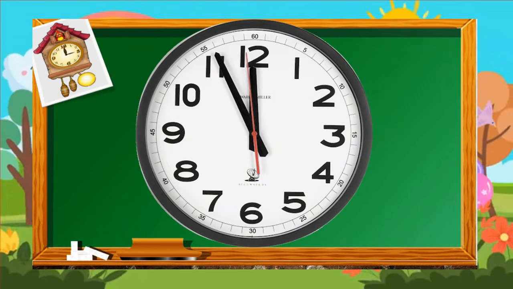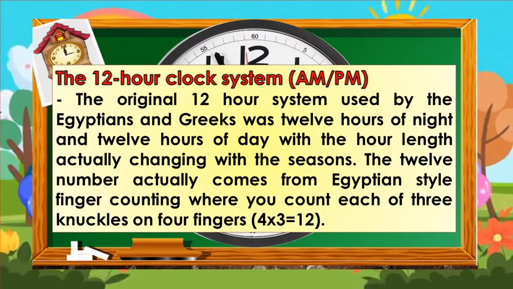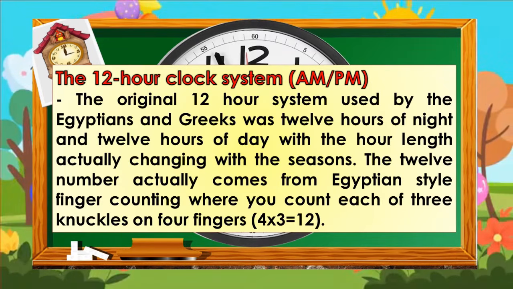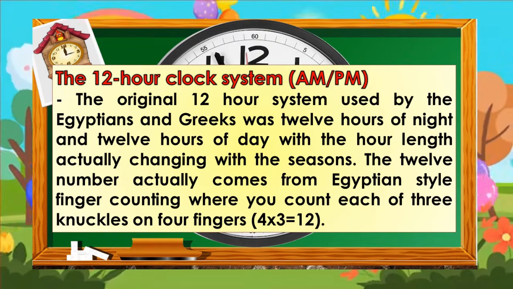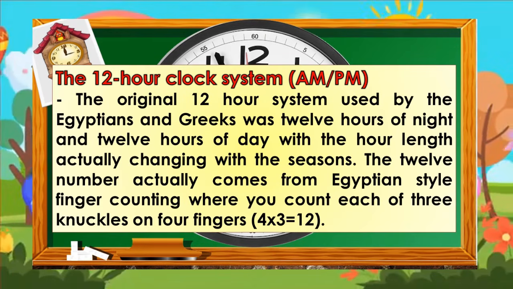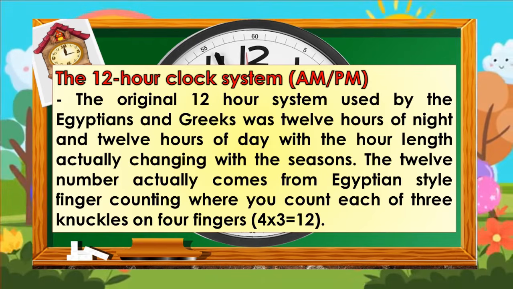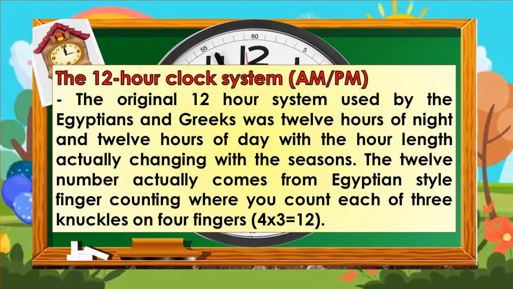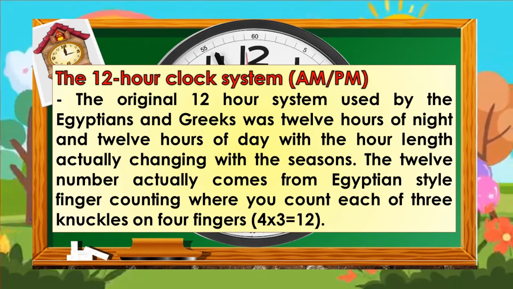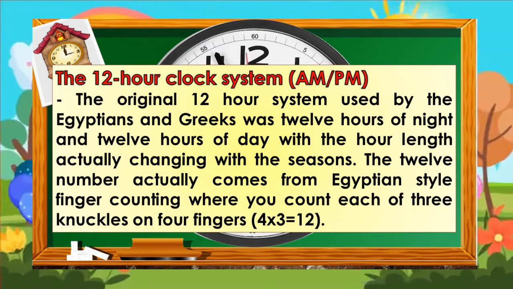The 12-hour clock system. The original 12-hour system used by the Egyptians and Greeks was 12 hours of night and 12 hours of day, with the hour length actually changing with the seasons. The number 12 actually comes from Egyptian-style finger counting, where you count each of 3 knuckles on 4 fingers. 4 times 3 equals 12.